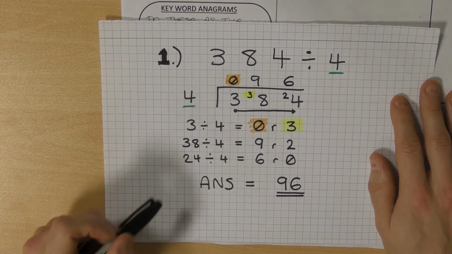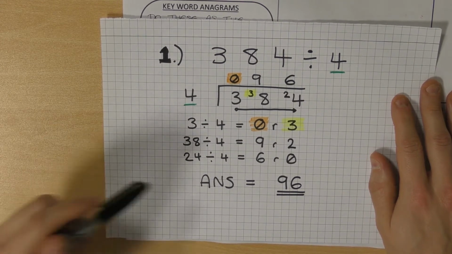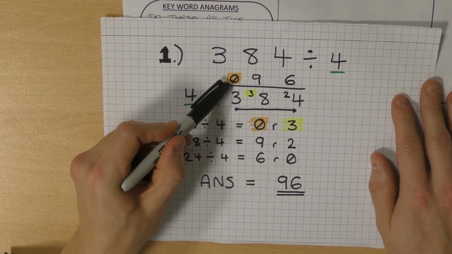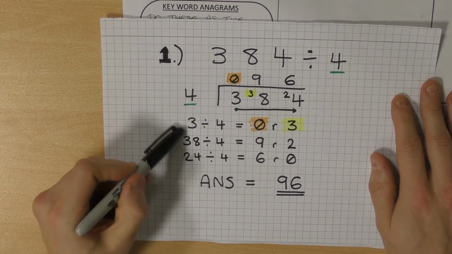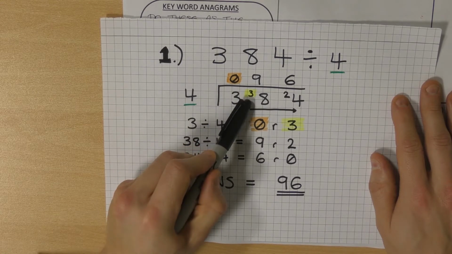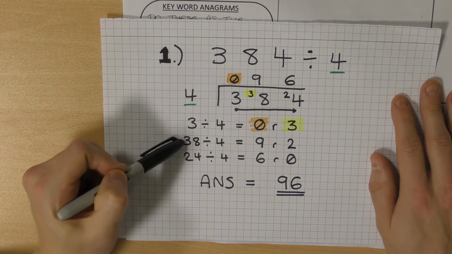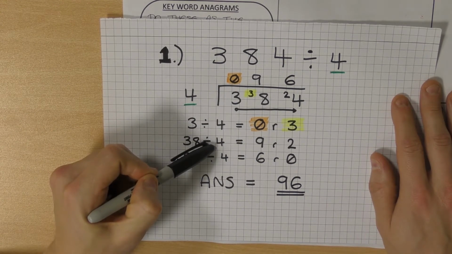3 divided by 4. 3 is smaller than 4, so cannot be divided by 4. Therefore, the answer is 0 and goes above the 3. Because 3 was not divided, the remainder is 3 and goes into the next column. 8 now becomes 38. I now do 38 divided by 4.